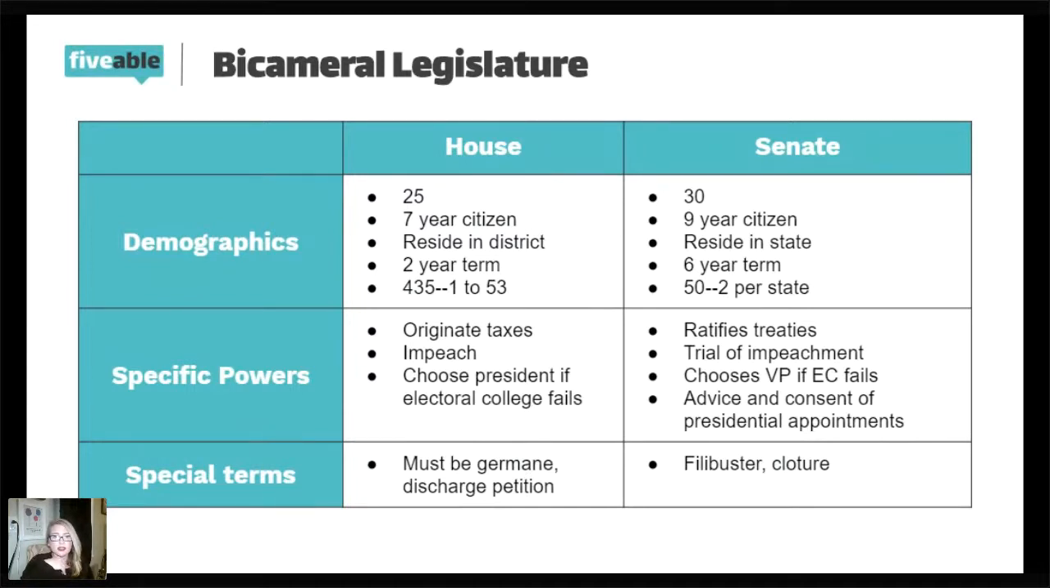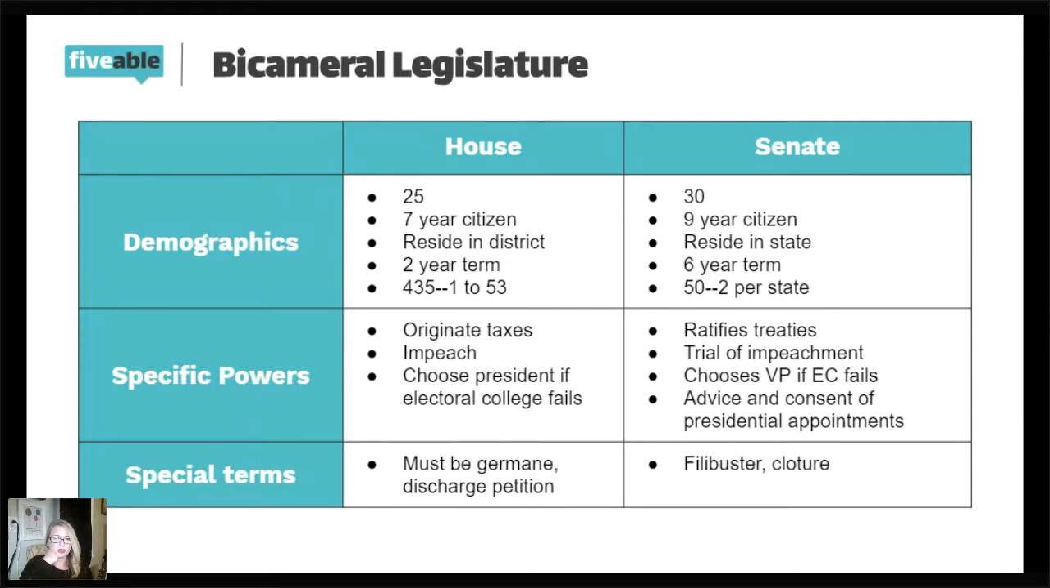Whereas on the Senate side, they ratify treaties, they conduct the trial of impeachment, they choose the vice president if the Electoral College fails, and they get to advise the president on presidential appointments, so both judicial branch appointments as well as the heads of his bureaucratic agencies, his cabinet. Okay, and then they get to vote on it. That is a really important power, particularly because although the framers probably didn't intend for the judicial branch to have much power, they do because they can declare laws unconstitutional.